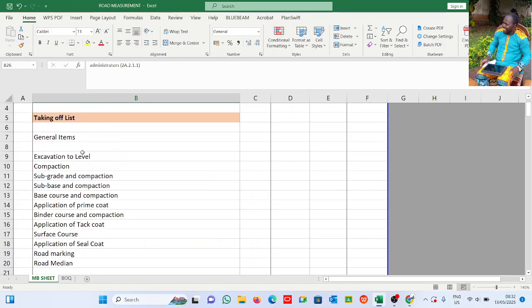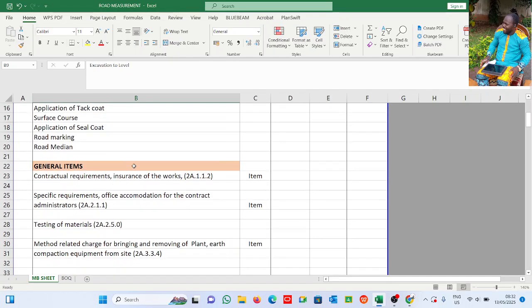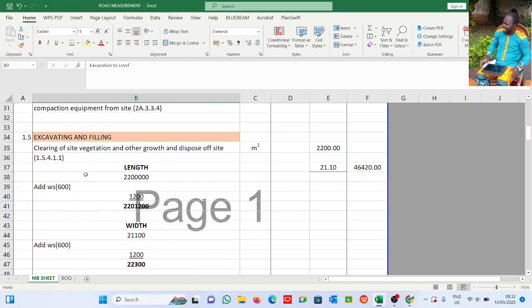Now the next item here is excavation to level, excavation and filling, as the case may be. Now this is excavating and filling. Of course, we were not told, right? Well, of course, we just think, okay, we need to clear the site. There may be some cut and fill to do. This is what you are bringing into your solution. It is not there, but you are bringing it in. You didn't have measurement quantities, dimensions for the bill. You're just bringing up something. All right. Now we have to clear the site, vegetation, and other growth, and dispose off site.